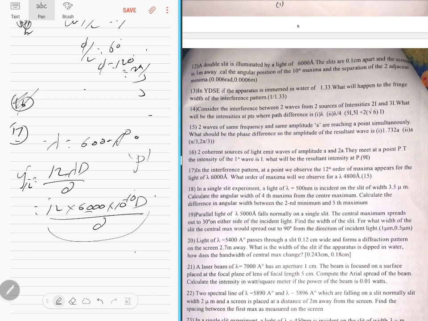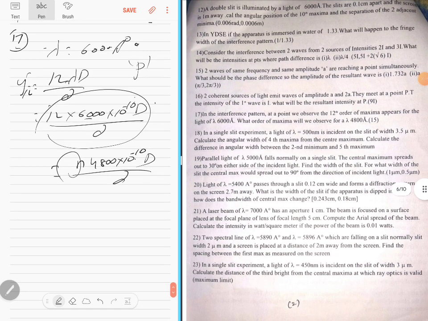For that position, you know this becomes your position. Equate it to n into lambda, where lambda is the new wavelength, 4800 into 10 to the power minus 10, into capital D by small d. Just equate this and find the value of n. D and d will all get cancelled. It's very easy, okay? Just make sure you get the value of n. So let's go to the 18th question.